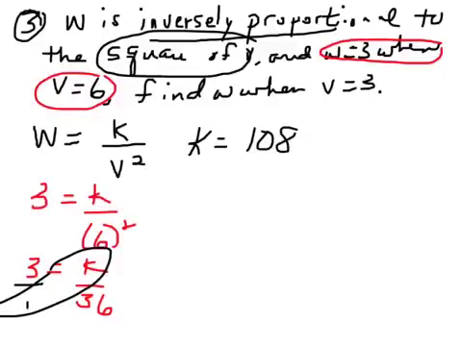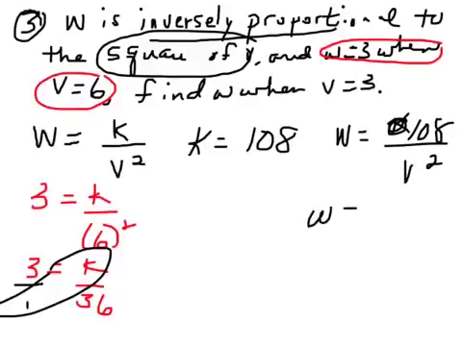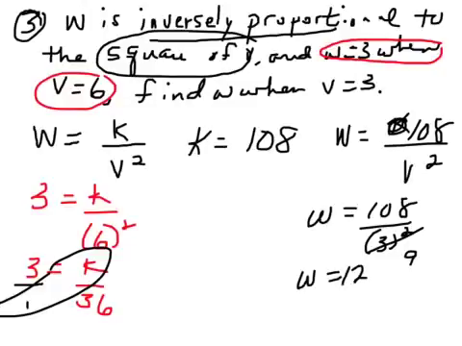So k is 108. That means my equation is really w equals 108 over v squared. So if I want to find w when v is 3, all I have to do is plug in v is 3 now. Well, we know that 3 squared is going to be 9. So 108 divided by 9 is going to be 12, I believe. Let's see, this is number 3. Yeah, it is 12. 108 divided by 9 is 12. And so we've answered that question.